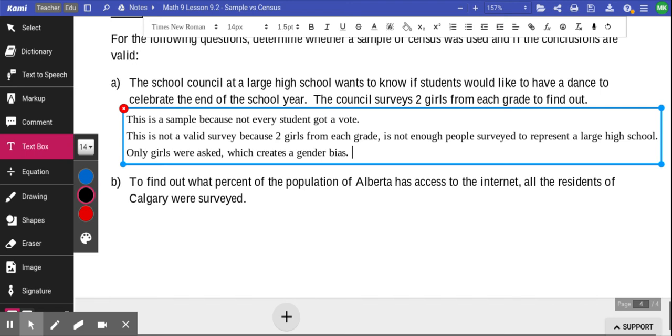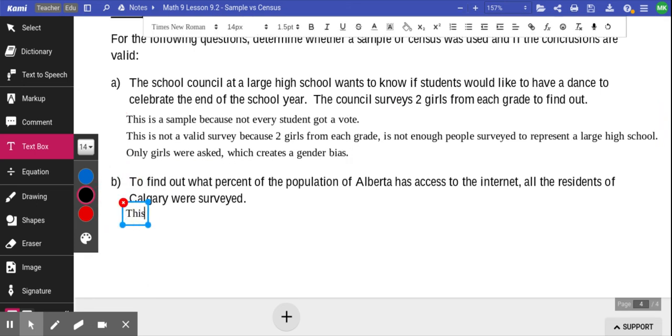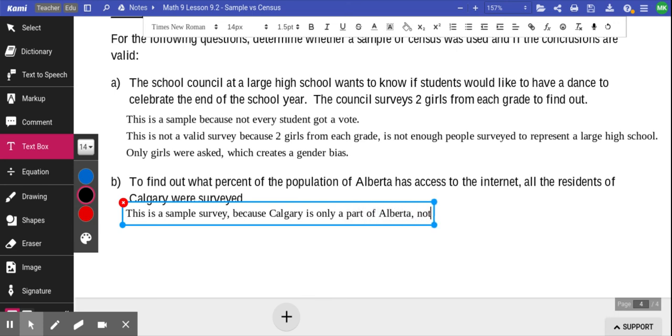B, to find out what percentage of population of Alberta has access to the internet, all residents of Calgary were surveyed. Okay, first let's talk about if it's a sample or not. This is a sample because Calgary is only a part of Alberta. Not all Albertans were asked. So that's a big problem here, is that you've only asked people in Calgary. In this case, all people in Calgary, which is nice, but you're missing a lot of Albertans.